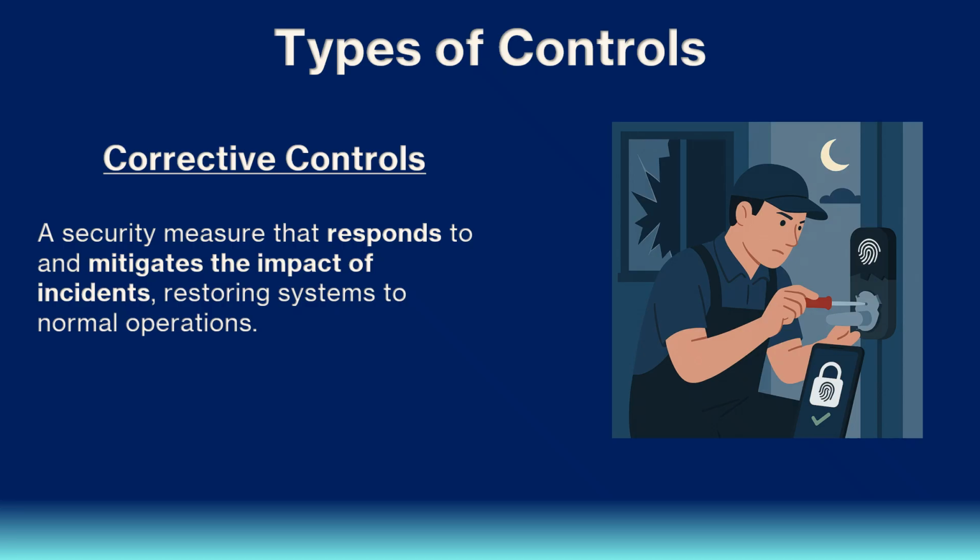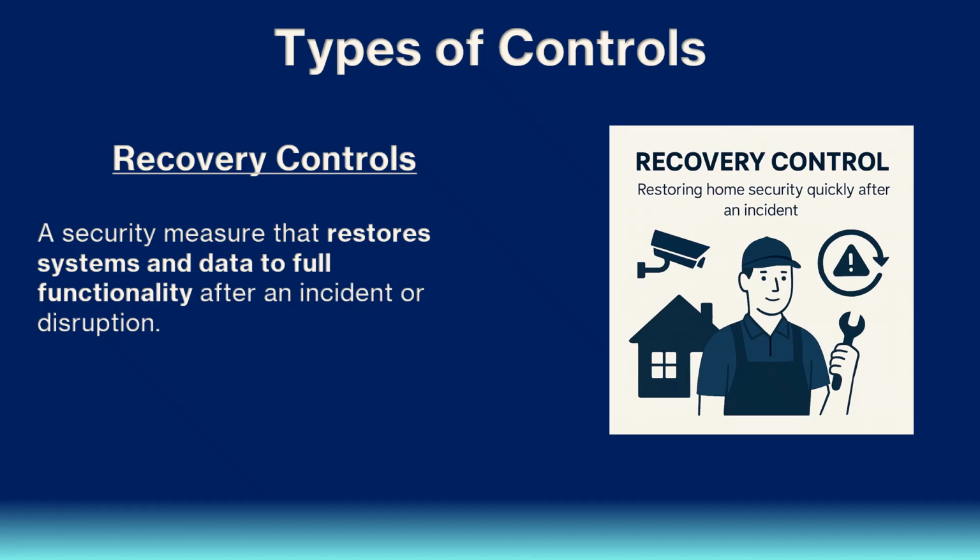Once the system is back on track without any workaround, the organization would expect the full recovery of the system. And for this, recovery control comes into place. Recovery controls come into play after a disruption. Their job is to bring the system back to full working order. Think of it like replacing a broken lock after a burglary or restoring your house after a storm. So we reach the last control, and that is a compensating control.